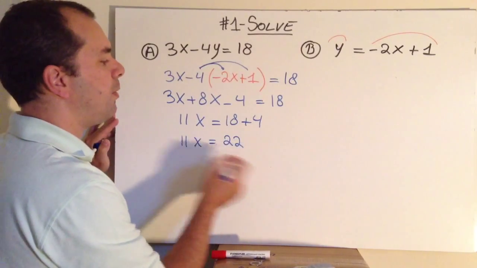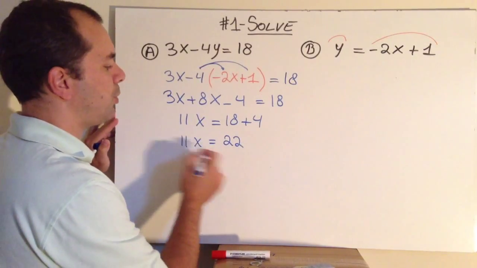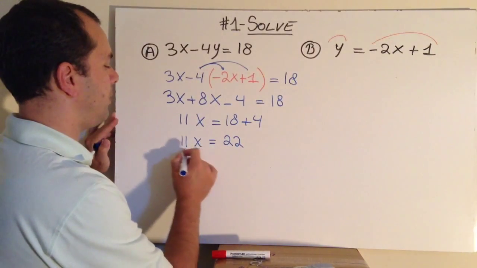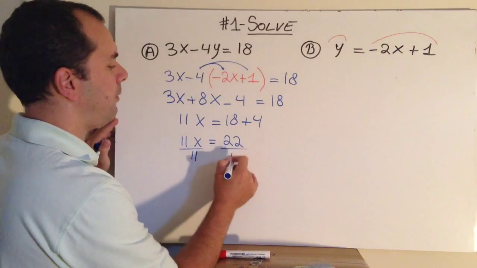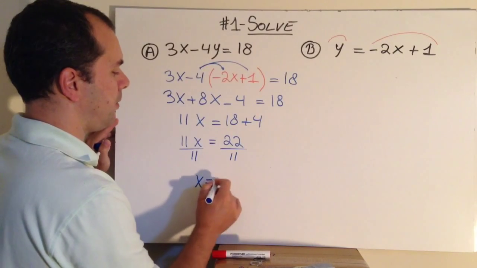And it's very clear that I'll divide both sides by 11. And that gives me that x equals 2. So divide both sides by 11. And x is equal to 2.